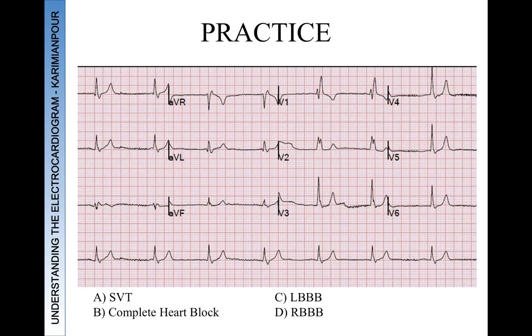Now, whenever you see a right bundle branch block pattern, look at your axis. If there's a left axis deviation, there's also a left anterior fascicular block. If there's a right axis deviation, there's a left posterior fascicular block. And here we have a normal axis, so this is just a right bundle.